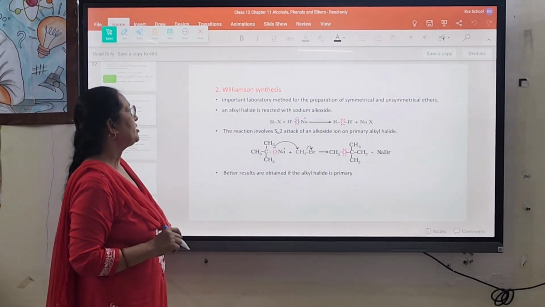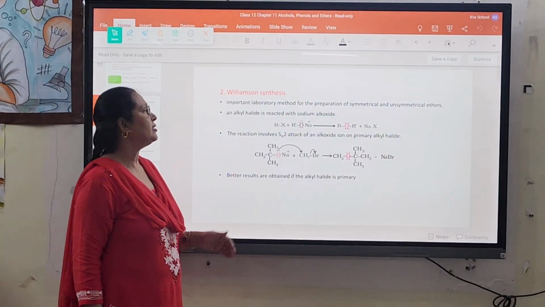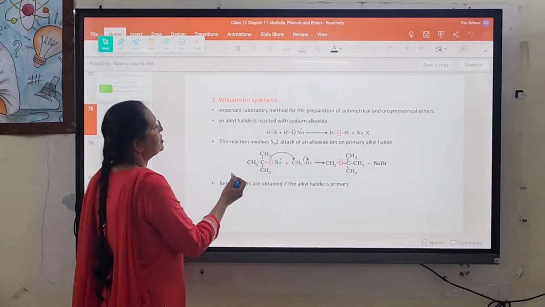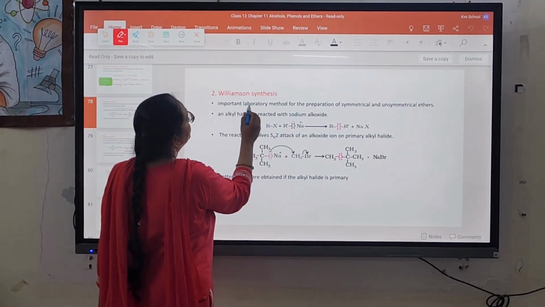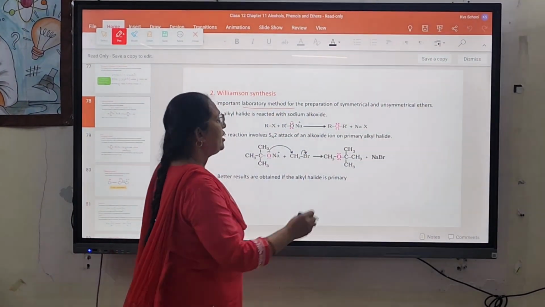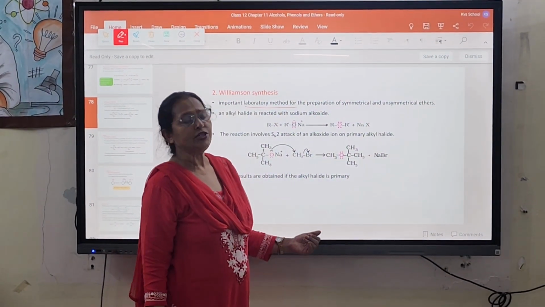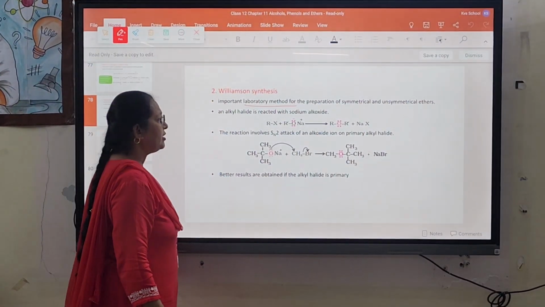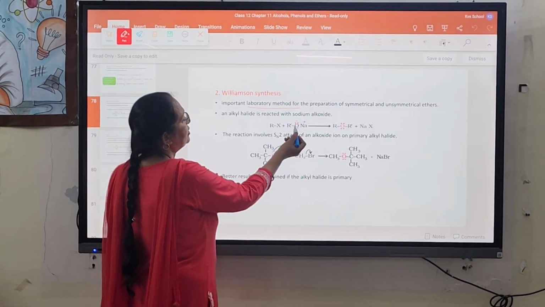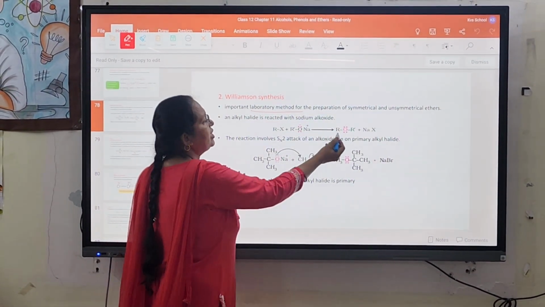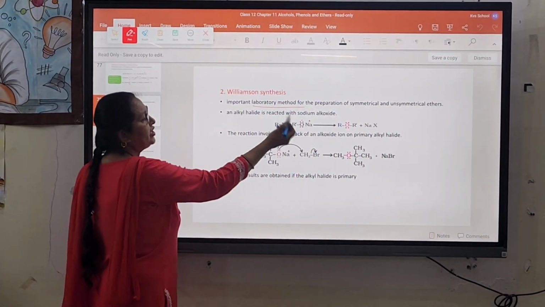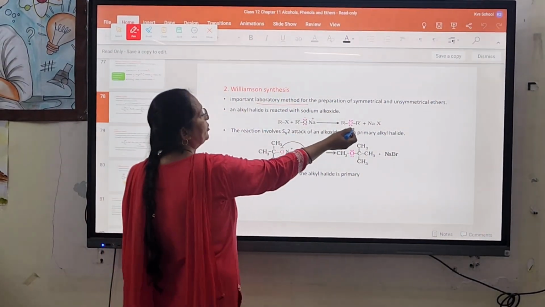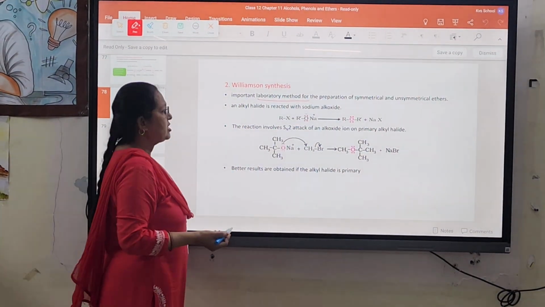The next method for the preparation is very important. It is another name reaction, Williamson synthesis. It is an important laboratory method too. It can be used for preparation of the symmetrical and unsymmetrical ether. Alkyl halide reacts with the sodium alkoxide, giving the ethers. When we are taking the different alkyl group, it will produce the mixed ether.